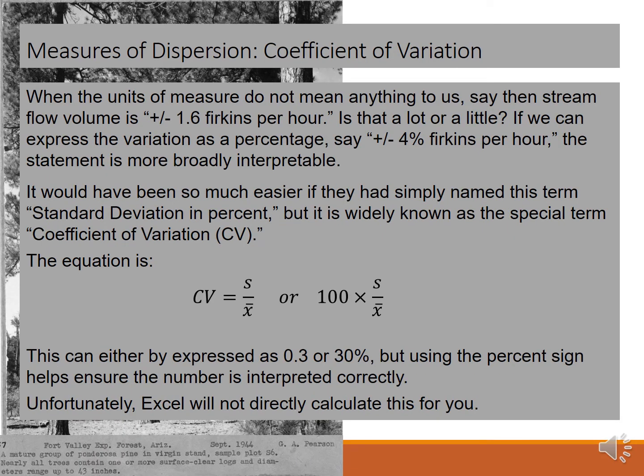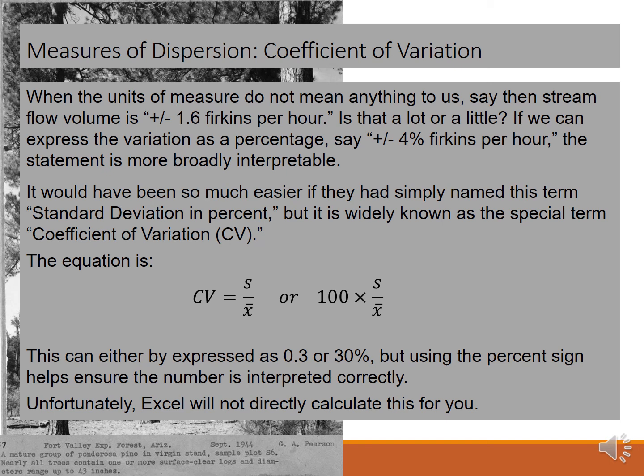The other very important measure of dispersion is the coefficient of variation. Let us think of a situation where the units of measure do not mean anything to us. Say the stream flow volume is plus or minus 1.6 firkins per hour. Could you tell me, is that a lot or a little? However, if we can express the variation in percentage, say plus or minus 4% of firkins per hour, the statement becomes much more interpretable by a broader audience.